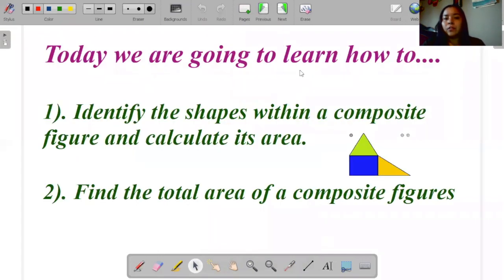So today we're going to learn how to identify the shapes within a composite figure and calculate its area, and we're going to learn how to find the total area of a composite figure. So to find the area of a composite figure, we have to know some things. So what do we have to know?